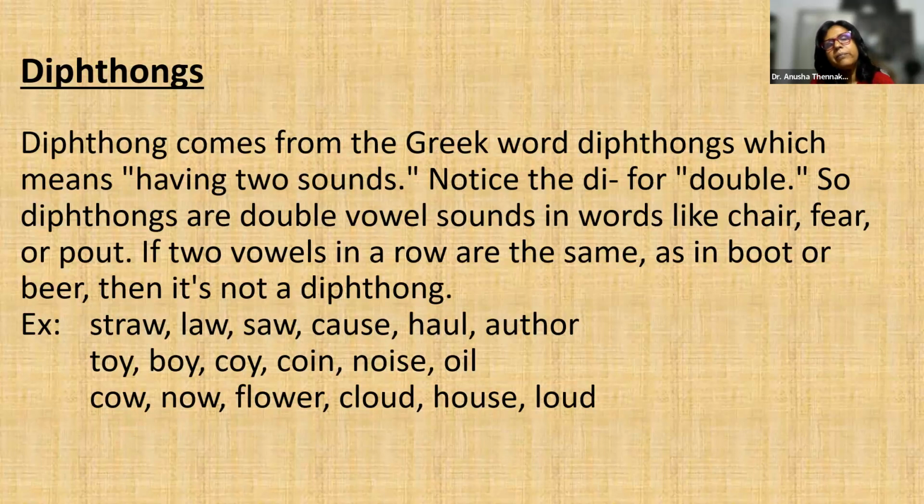So vowel sound is something different. Vowel letters are something different. Sometimes in the word toy, only one vowel letter is there, O, but it has two vowel sounds.